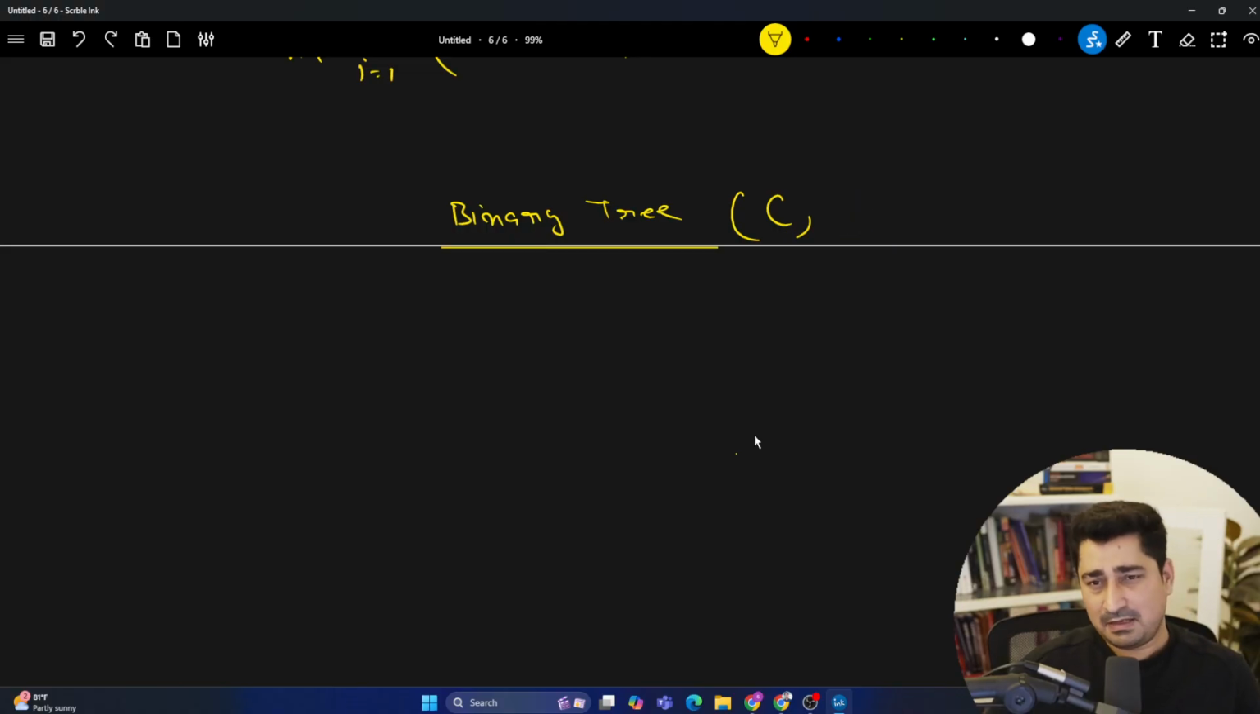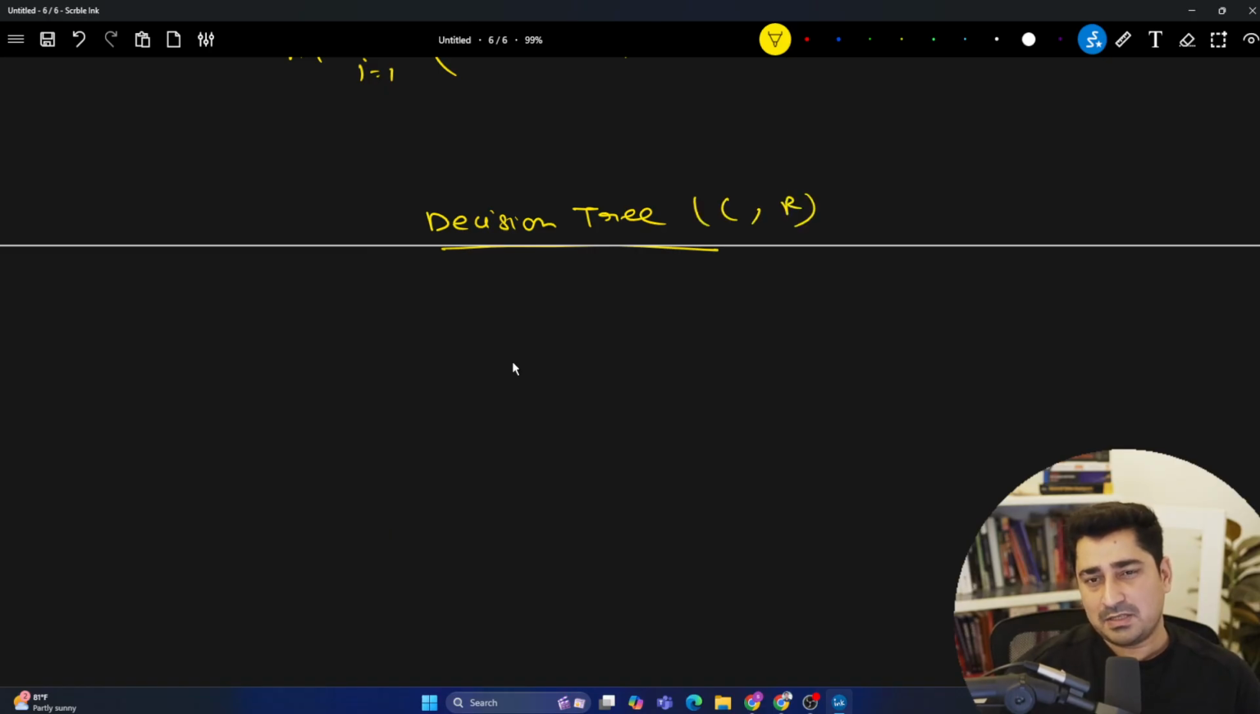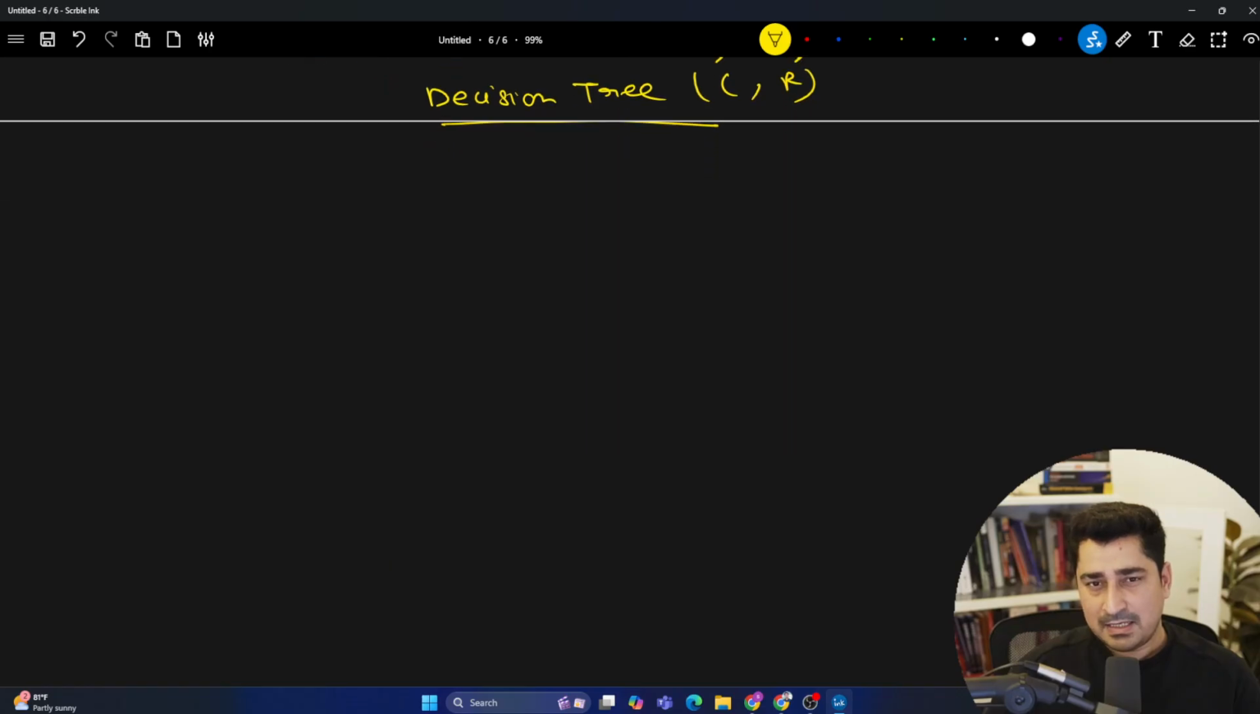Maybe I have written it in a wrong manner. Maybe I can write that as a decision tree. Now a decision tree can be used for classification as well as for regression. So we can solve a classification problem as well as a regression problem with the help of this particular algorithm called the decision tree.